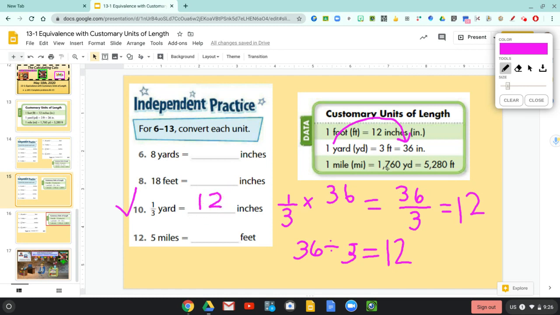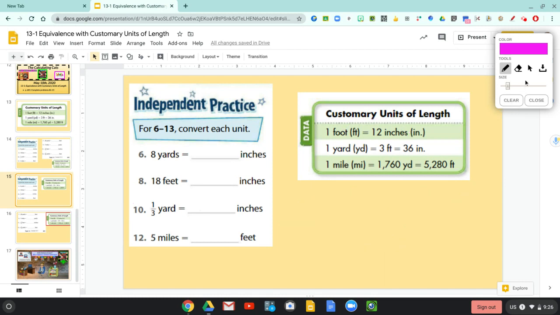And you might have also thought about that as if you look here, 1 yard is 3 feet. So 1/3 of a yard would be 1 foot, and 1 foot is 12 inches. Just in case anyone out there was thinking about it that way.